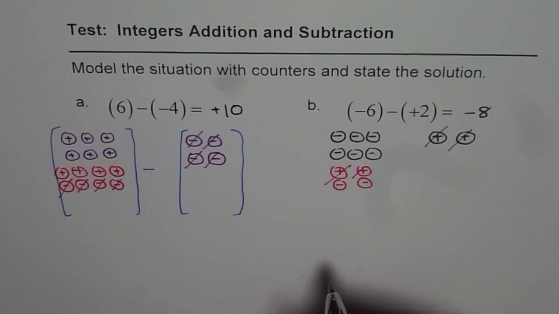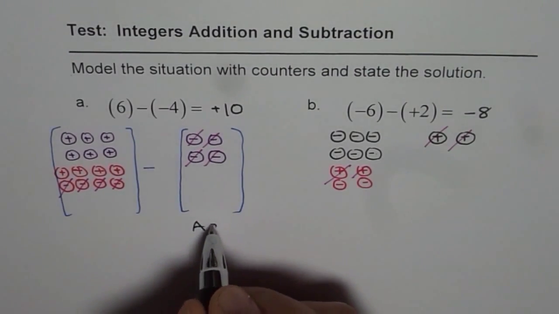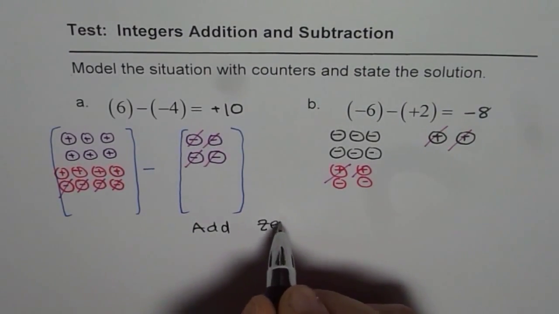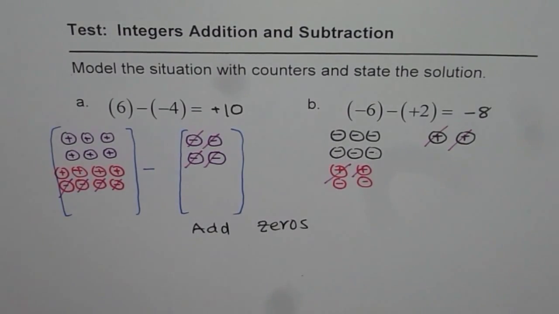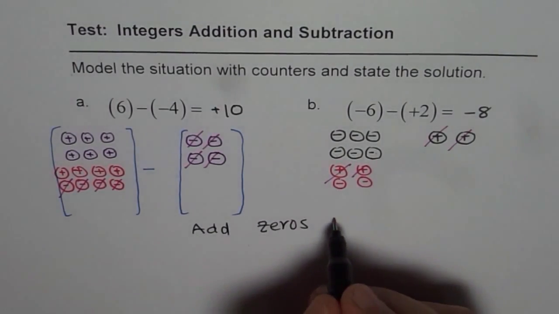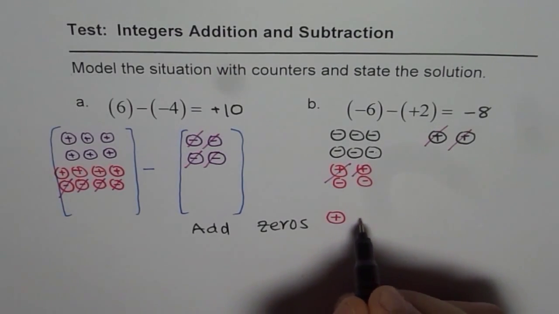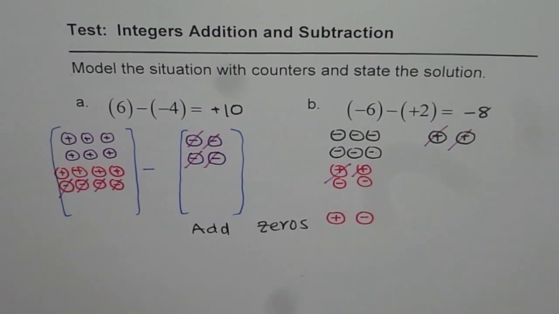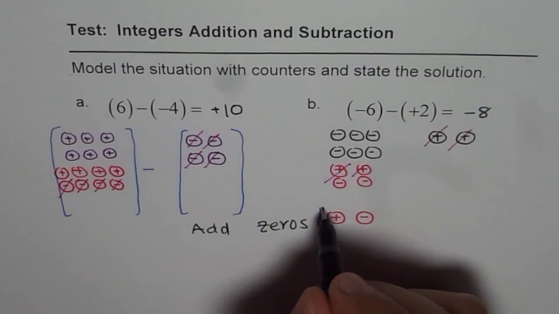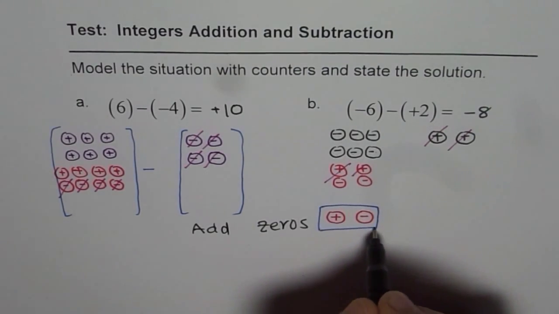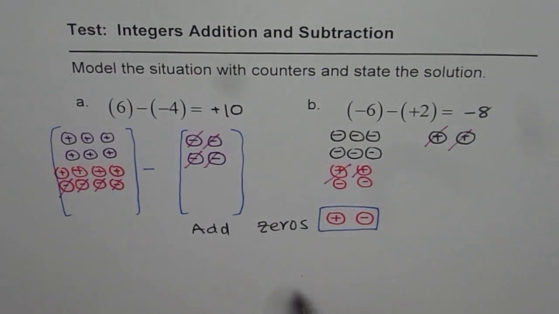Right? So the key here is add zeros. And what is a zero? Zero is a combination of plus and minus. This is a 0, right? So whenever we add this set of counters, these are 2 counters. One is plus, one is minus. So add zeros and then solve. So that is the key idea of using counters to subtract integers. I hope that helps. Thank you and all the best.